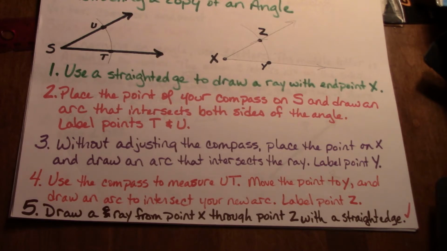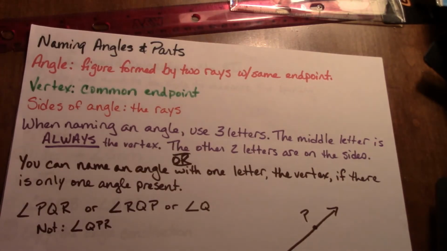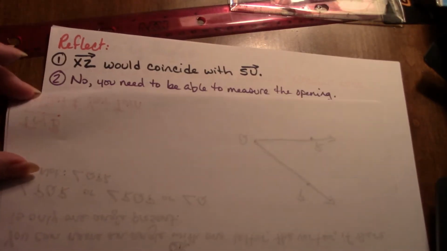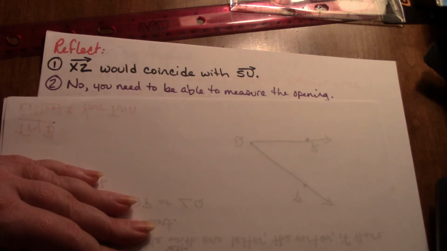Now that you have all the magic information, please pause here to answer reflection questions 1 and 2 and come back when you're done. For number 1, ray XZ would coincide with ray SU. And number 2 is no, you'd need to be able to measure the opening.